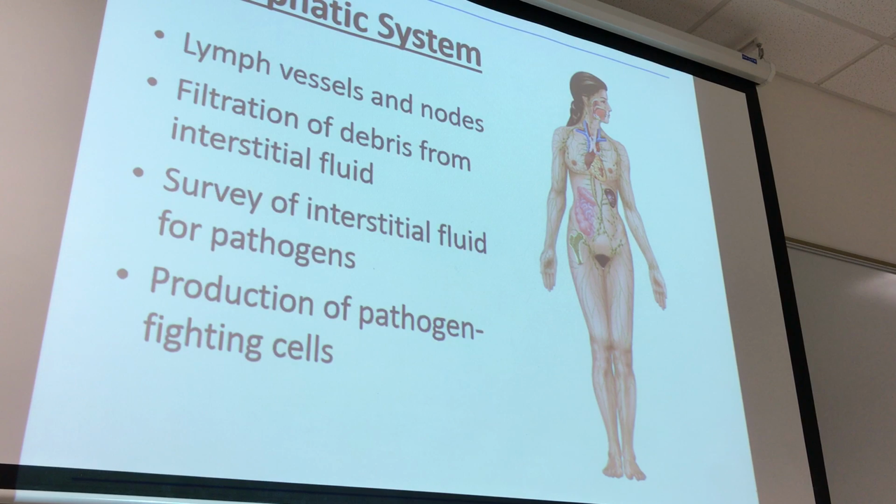Function number one is we use our lymphatic system to filter a fluid in our body known as our interstitial fluid. Interstitial fluid is fluid that surrounds our cells. Think about our cells as a series of M&Ms that are soaked in water. All right? The M&Ms represent the cells. The water is the interstitial fluid that surrounds them.